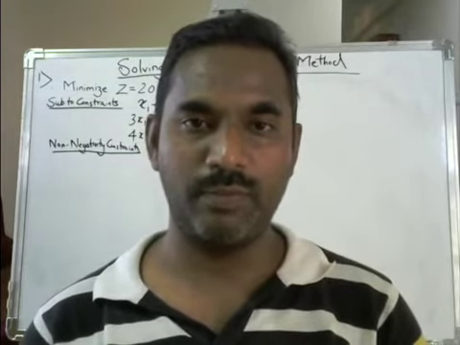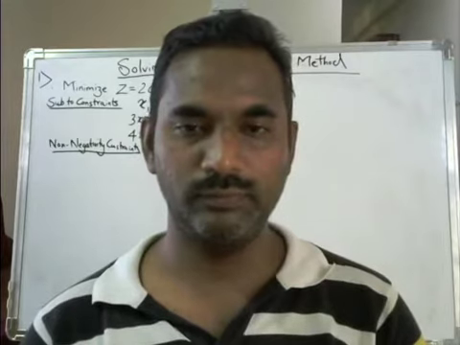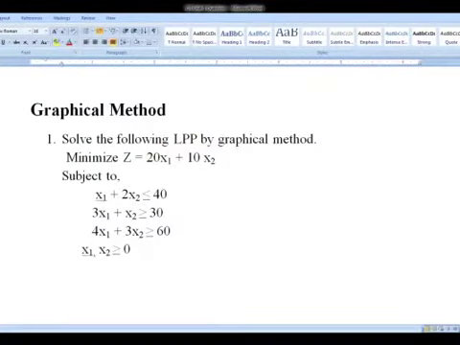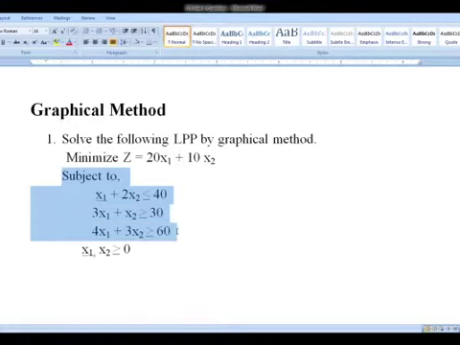So let us see the problem. In the problem it will be given like: solve the following LPP by graphical method. Minimize z equal to 2x1 plus 10x2 subject to the constraints x1 plus x2 less than or equal to 40, second constraint, and the third constraint, and the non-negativity constraint x1, x2 greater than 0. Now let us understand how to solve this problem.